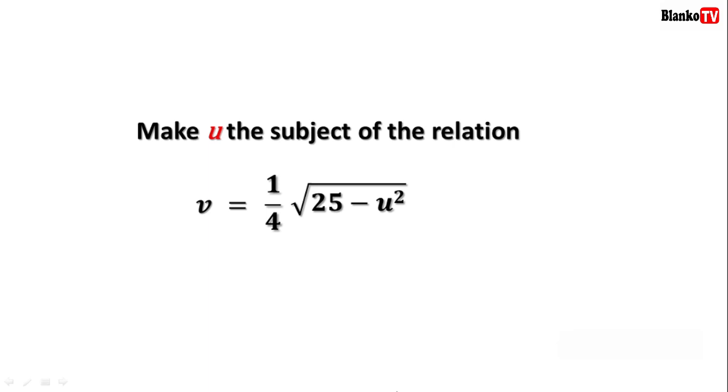Make u the subject of the relation v equals 1 over 4 multiplying the square root of 25 minus u squared.